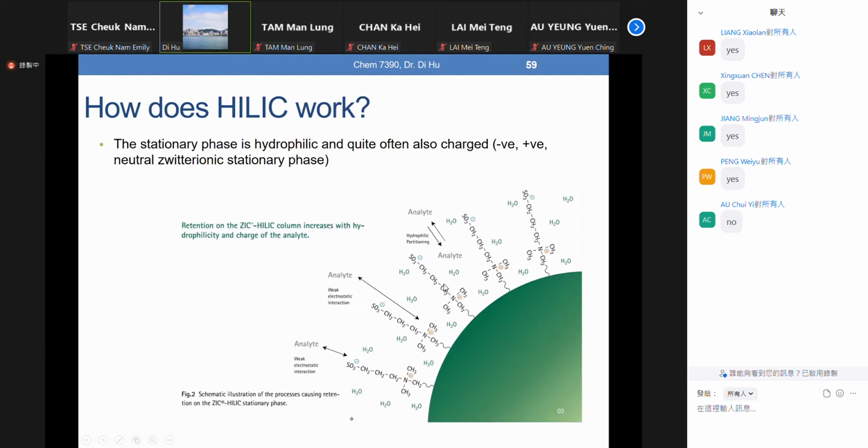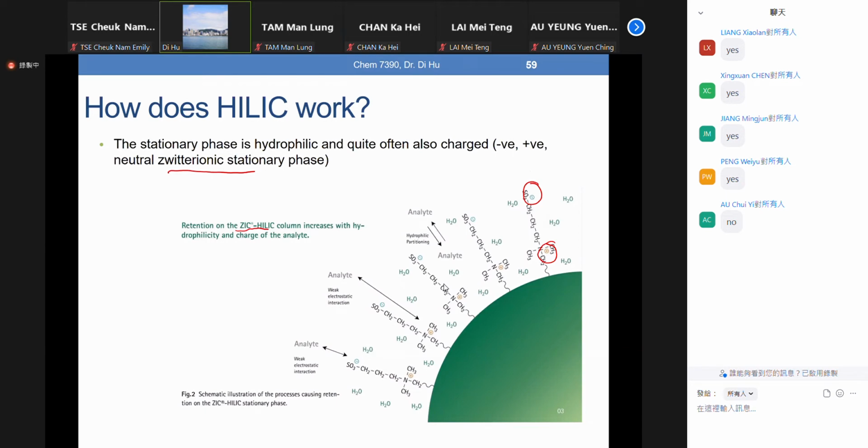So let's look at how HILIC works. As I just mentioned, the stationary phase is hydrophilic and quite often also charged, can be either negative or positive or neutral. This is a zwitterionic stationary phase, as you can see here. This is a schematic illustration of a zwitterionic stationary phase. ZIC means zwitterionic stationary phase. So why is it zwitterionic? That means it has both negative charge and positive charge, as you can see here. This one is positive charge, this one negative charge. So overall it is neutral.